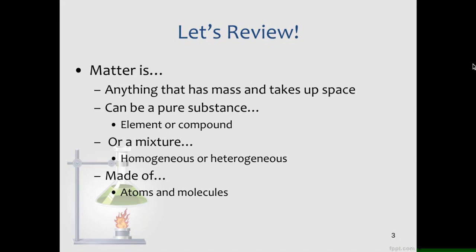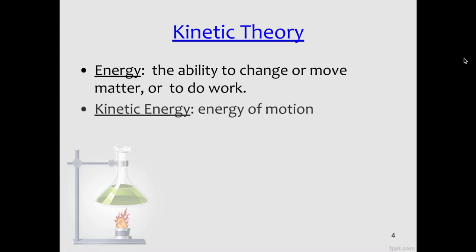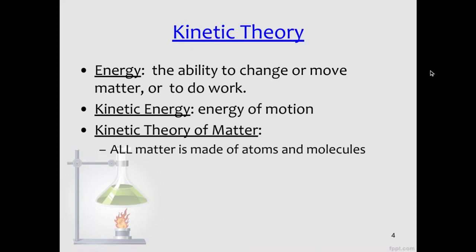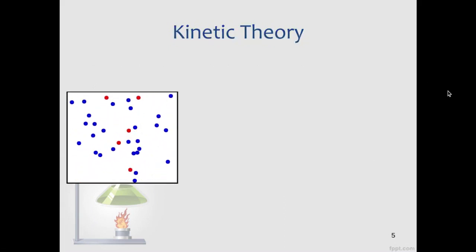It's made up of atoms and molecules. And this takes us to kinetic theory, which is the ability to change or move matter or do work is defined as energy. And kinetic theory deals with that energy of motion. So kinetic energy is just the energy of motion. And that theory of matter just tells us that all matter is made up of atoms and molecules. And those atoms and molecules act like lots of tiny little particles, but they're always in motion. If we get to the point that we can slow them down to stop them, we've reached that point of absolute zero. So here we have a diagram.